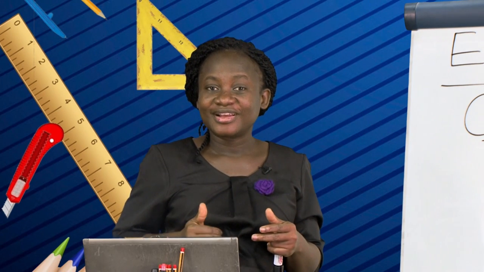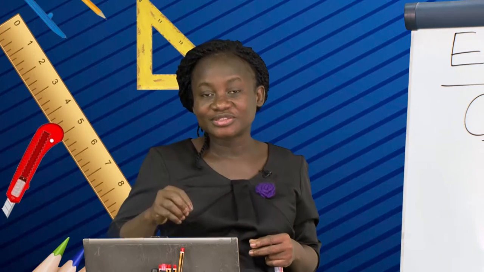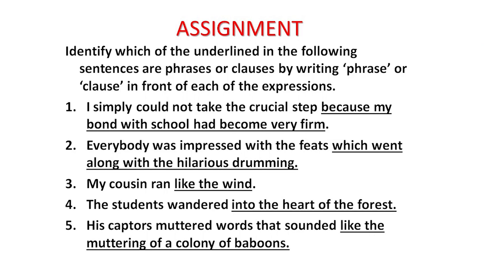You're going to try out identifying phrases and clauses in some sentences. That's your assignment. You will tell which of the underlined expressions in the sentences is a phrase or a clause. The first sentence says, I simply could not take the crucial step because my bond with school had become very firm. The underlined expression is because my bond with school had become very firm. You tell, is it a phrase or a clause?